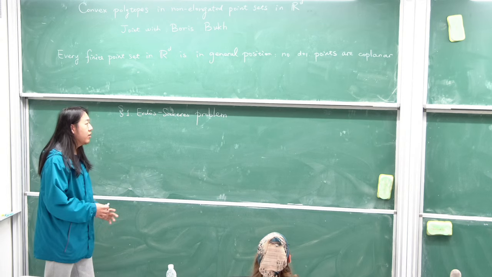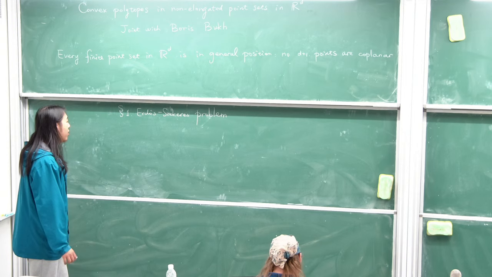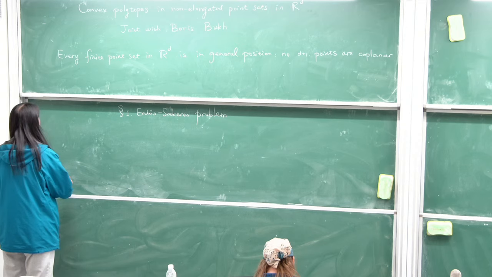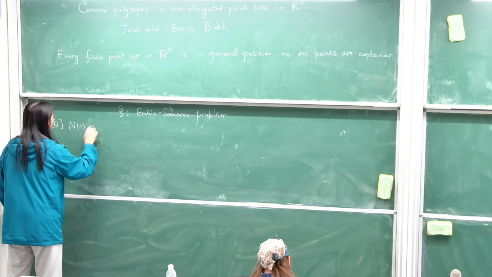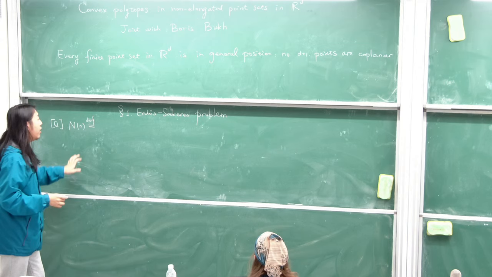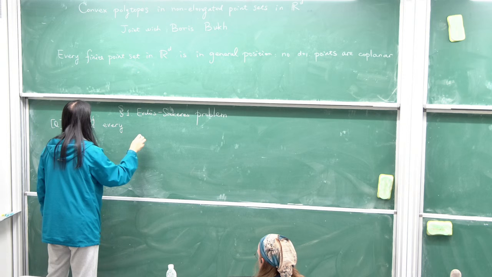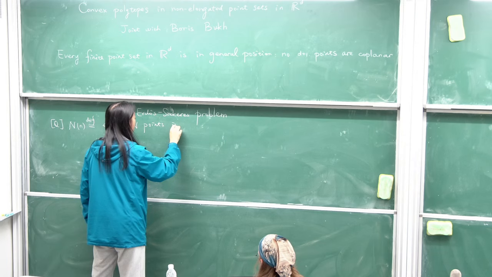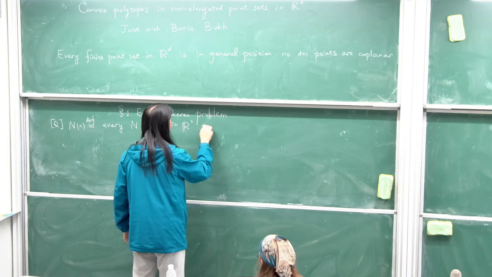I will begin with some history of the famous Erdős-Szekeres problem. So what is the problem? We define the smallest integer N(n), a function of n, such that if we have this many points in the plane, then we must see a convex n-gon.